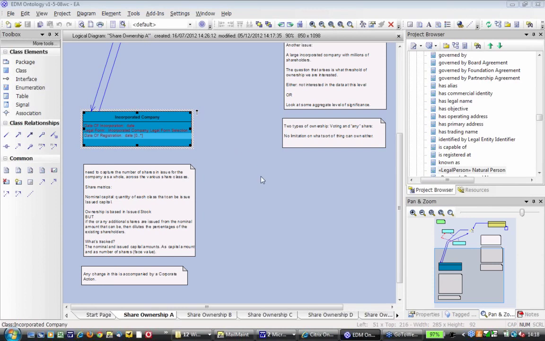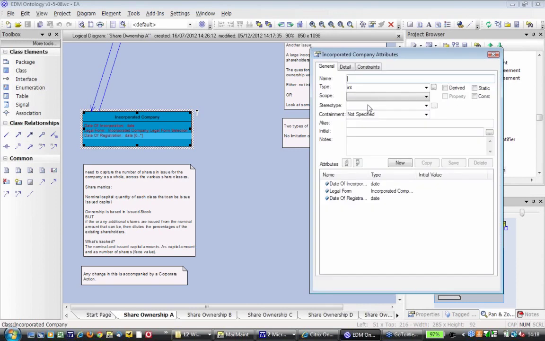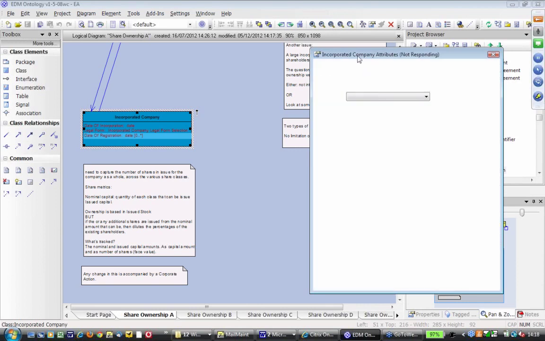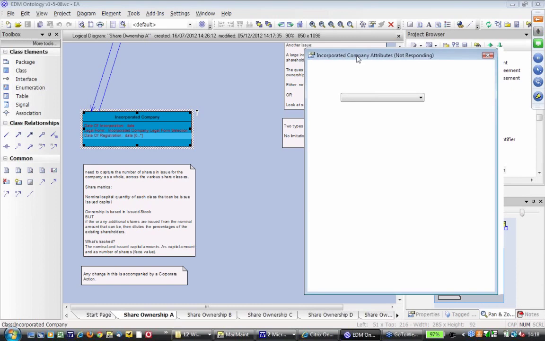Might take a minute or so, but let's just do it. Good. Oh, the machine's gone a bit slow, but anyway, I was going to add those now. There we go. While this window misbehaves.